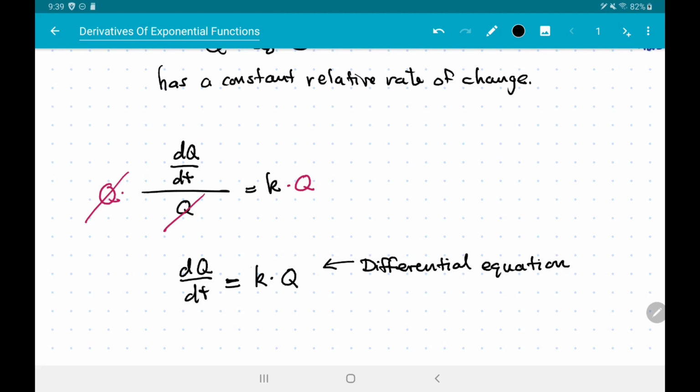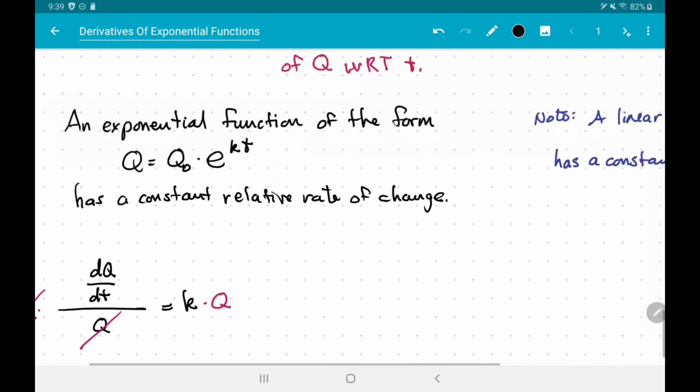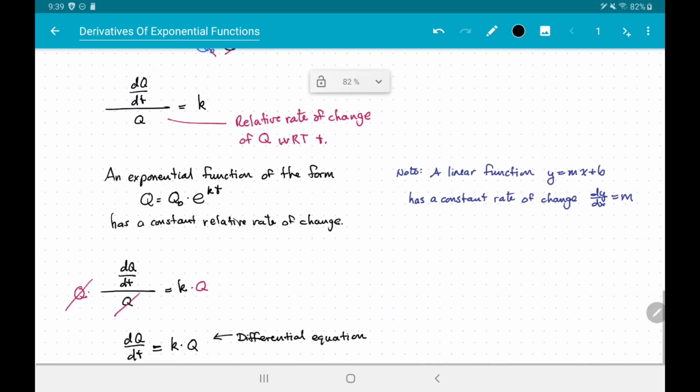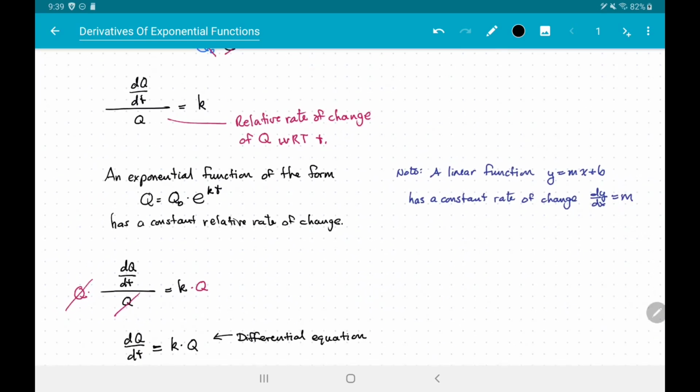Okay, so I will not be asking about differential equations on tests, but just given the context of this video, I thought it was important to mention this and show you the connection between rates of change and exponential functions, and how, again, the distinction here is that a linear function has a constant rate of change. An exponential function does not have a constant rate of change, but it does have a constant relative rate of change.